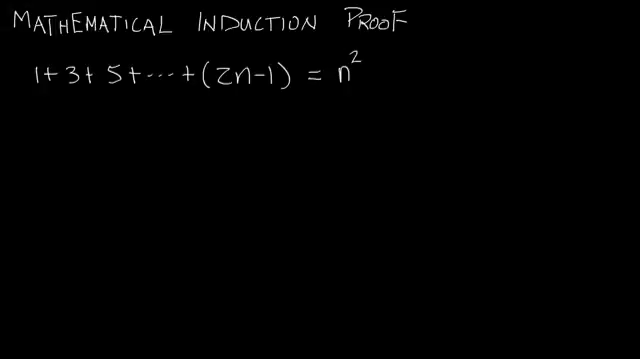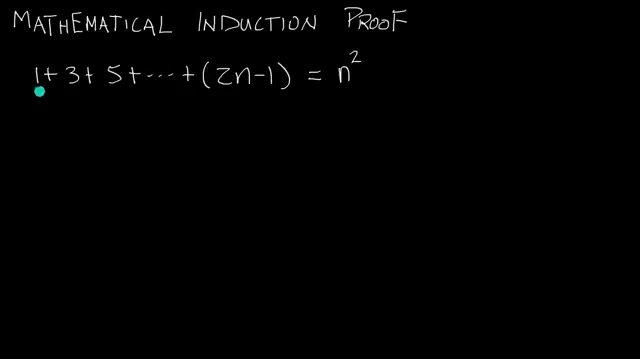In this tutorial I'm going to be doing a proof by mathematical induction. I'm going to prove that 1 plus 3 plus 5 plus all the way up to some 2n minus 1 term, all of that is equal to whatever that n was squared.